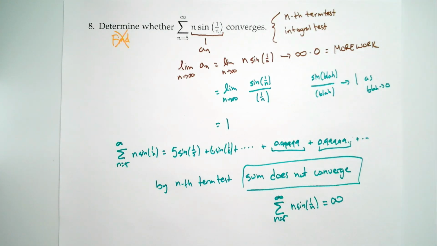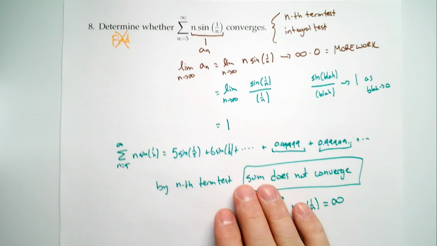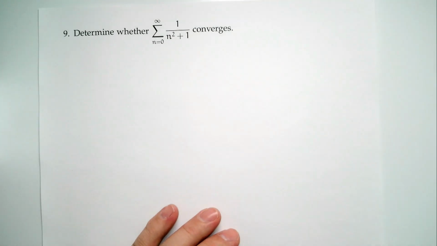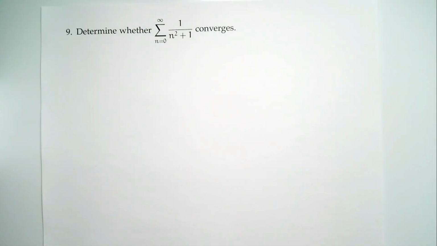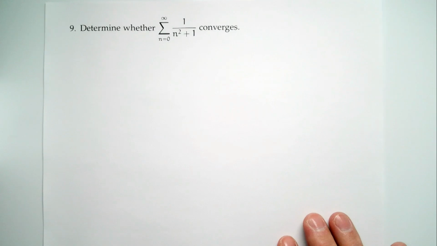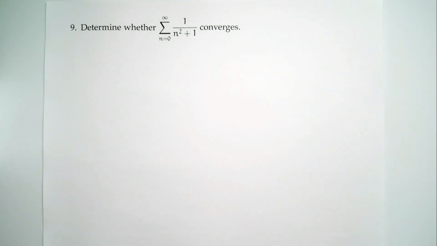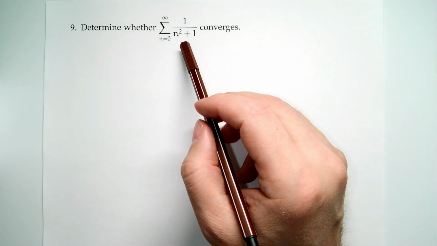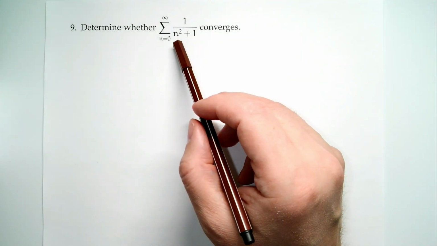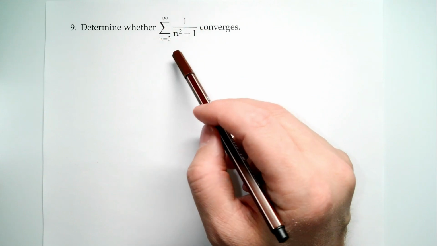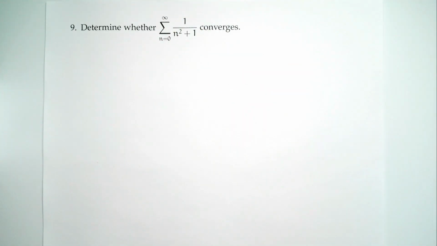All right. Good. Next one. Number 9. Determine whether the sum n equals 0 to infinity of 1 over n squared plus 1 converges. All right. Well, we don't have very many tests. So again, what do we have? We have the nth term test and we have the integral test. Now the nth term test is oftentimes really easy to eyeball. As n gets big, what happens to this expression? Well, it gets small, goes to 0.